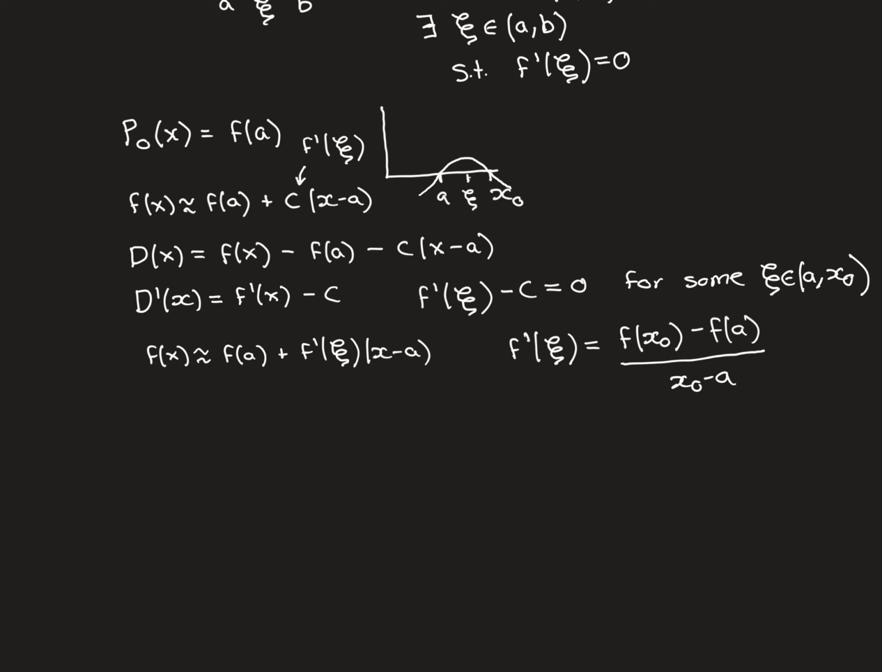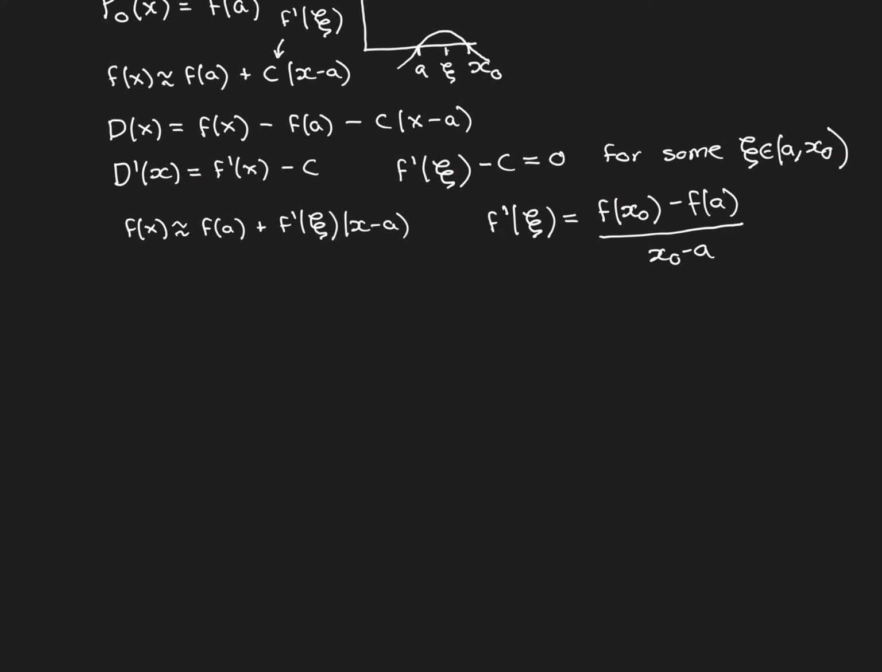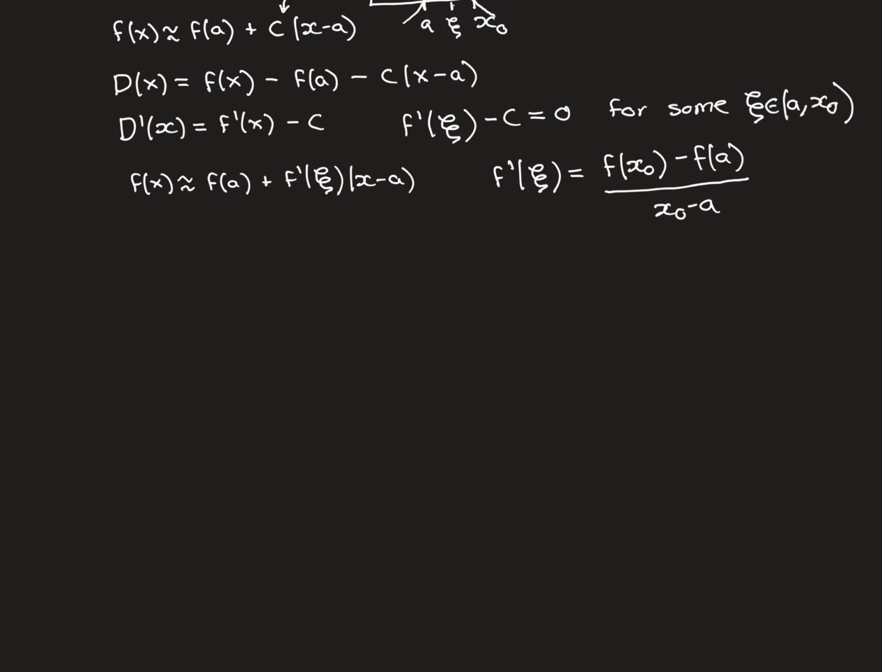Let's now do the next degree case up, and then we'll see the general pattern and we'll do it for the nth degree case. So now what we're going to have is the first degree Taylor polynomial as our approximation.